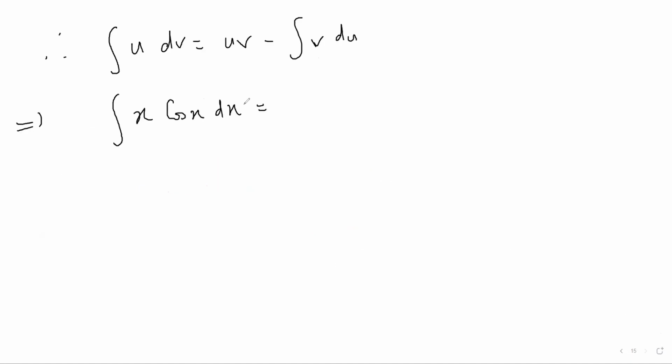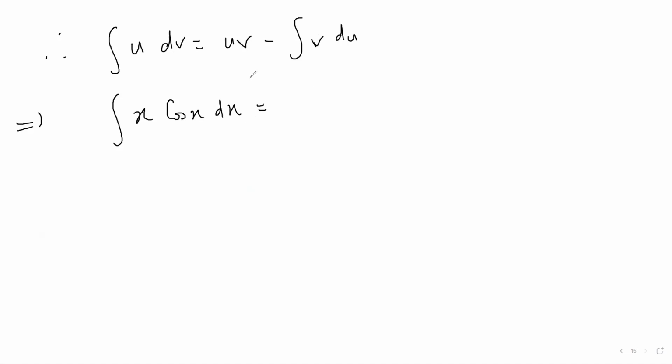Now what we are doing here, we are applying the formula: the integral of u dv is equal to uv minus the integral of v du. Again, we said that u is x, so we put x there. dv is cos x dx. That's how we fit this integral into the formula on the left side.